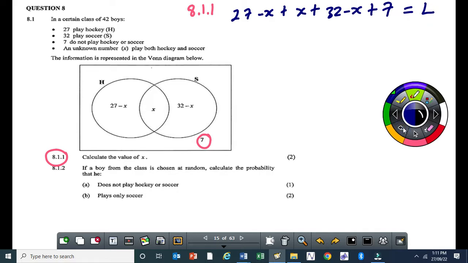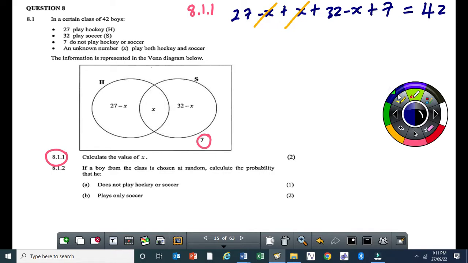What this means is your X cannot be more than 42. Please be aware of that. X cannot be more than 42 because that's the total in the sample space. You must use common sense there. The total in the sample space is 42. You can't calculate the value of X and get a value which is more than 42. No way. So, minus X and positive X cancel out.